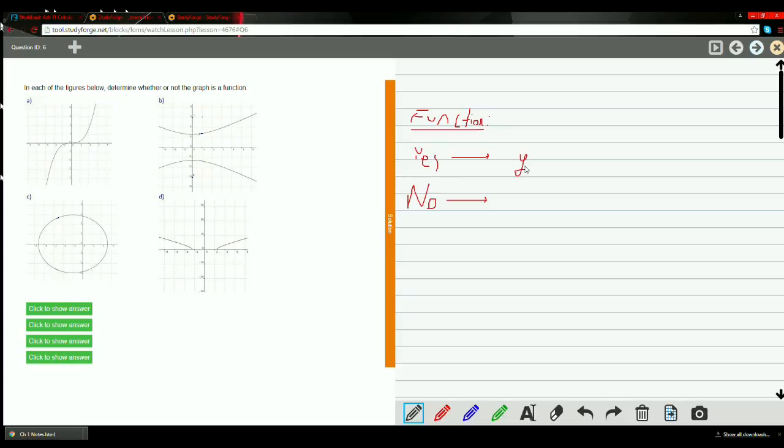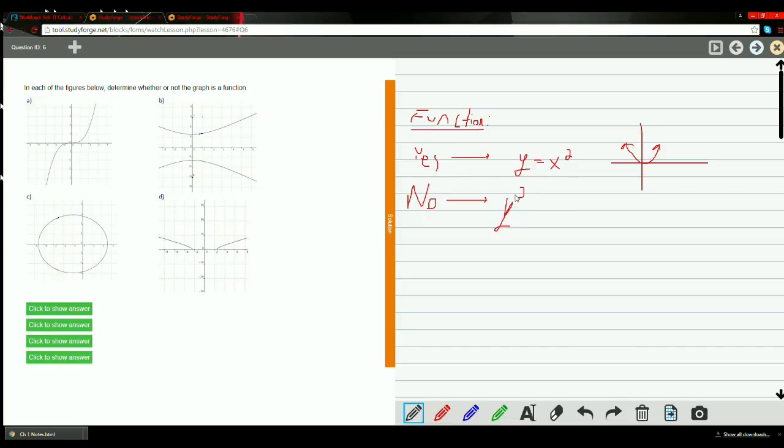y equals x squared. I'm gonna draw it out now. So it's kind of like that. It's not perfect, of course. This is just to get the idea. So a function is y equals x squared. That's correct. Not a function would be the inverse.